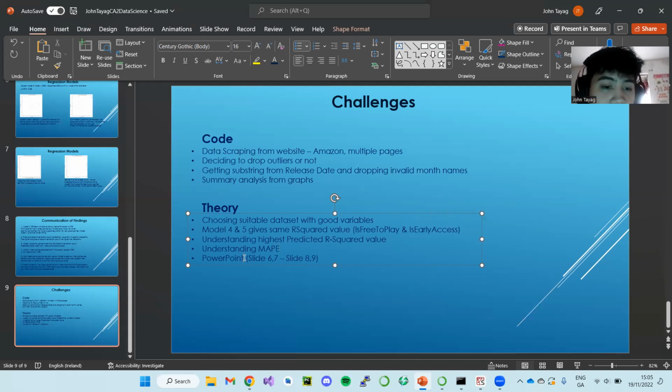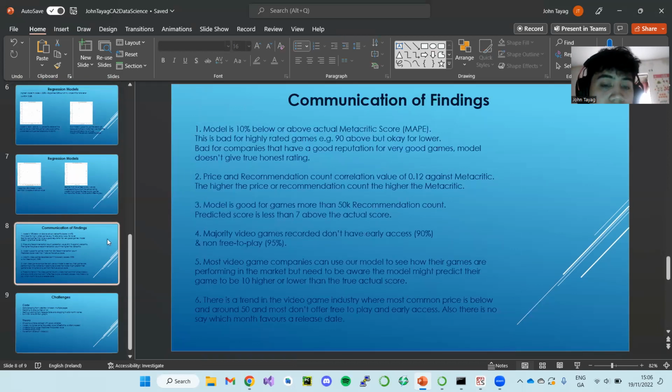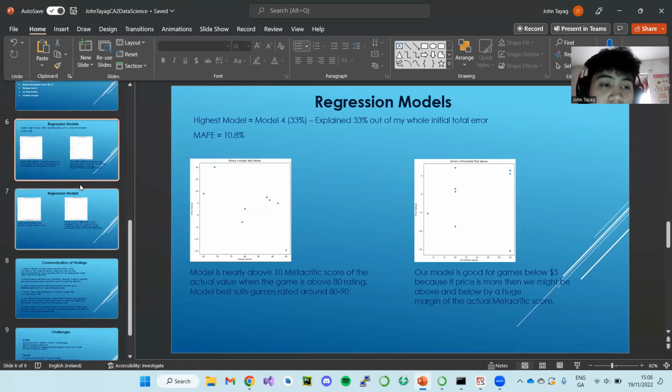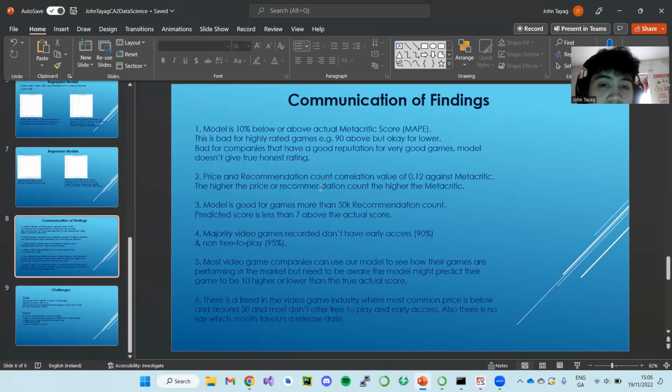And in terms of the PowerPoint, I didn't know what the difference was between slides 6 and 7 and slides 8 and 9. I thought that what I wrote in 6 and 7, where the model best suits games, was basically what 8 and 9 were. I ended up just using one slide instead of two for 8 and 9.